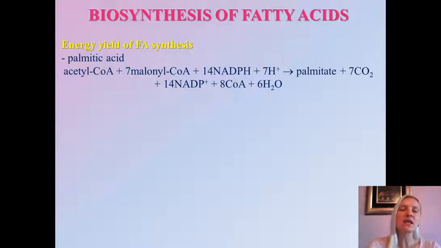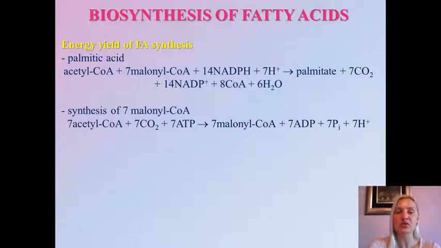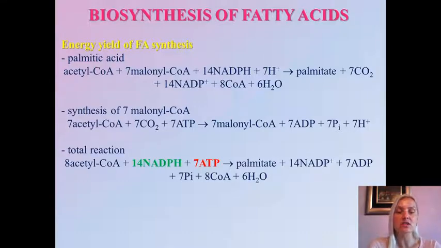But we have to take into account that we had to synthesize malonyl coenzyme A prior to this biosynthetic process. So for the synthesis of 7 malonyl coenzyme A's, we need 7 carbon dioxides and 7 ATP molecules. So when we add these two reactions, the total reactions will show us that for the biosynthesis of 1 molecule of palmitic acid, 14 NADPH molecules are required and 7 ATP molecules. But this is the biosynthesis of palmitic acid.